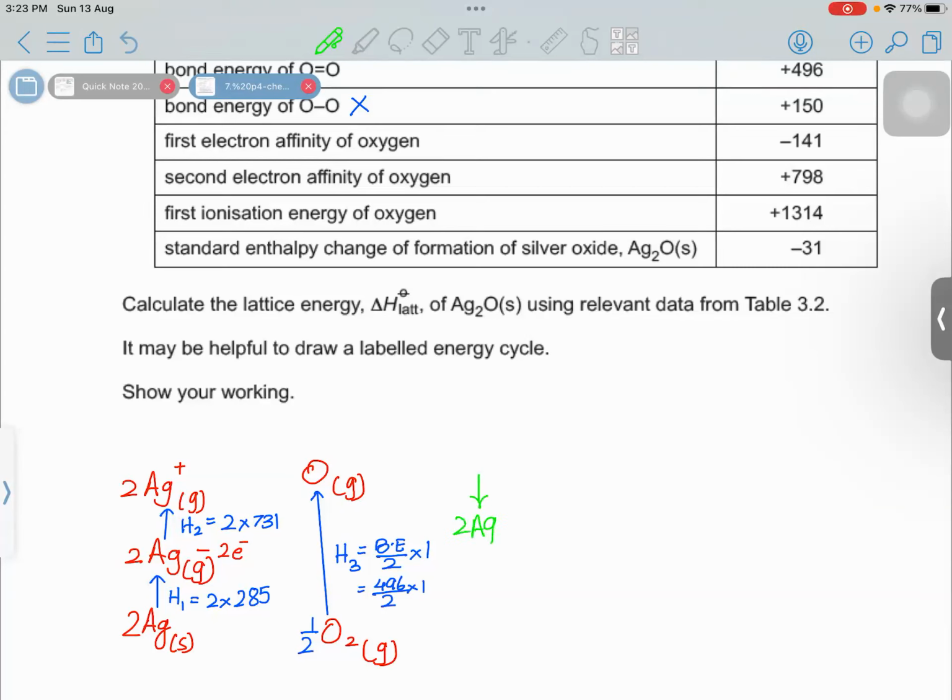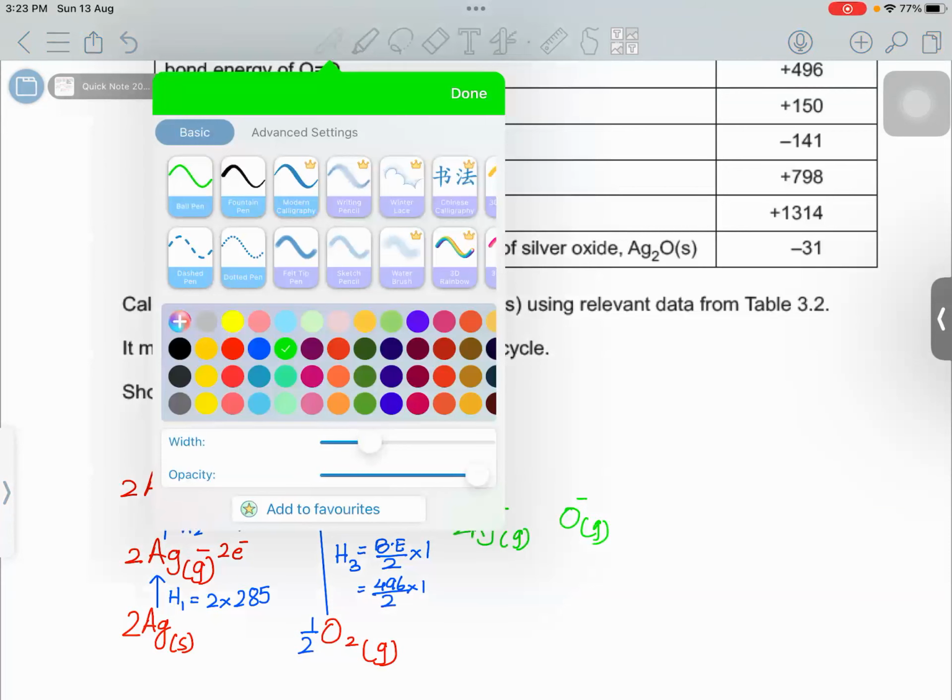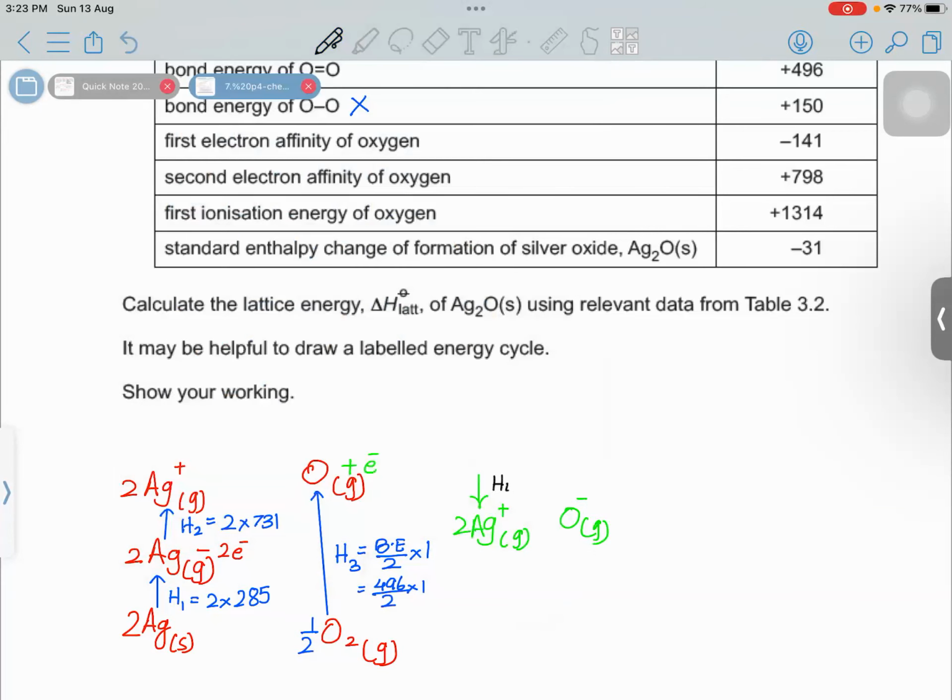Now 2 times Ag and O minus 1 gaseous. So 1 electron is added here. Can you tell me what this is? It's the first electron affinity of oxygen. Is it given? Yes, minus 141. The second electron affinity is upward because of the repulsion between the upcoming electron and the negatively charged oxygen. This is H5.